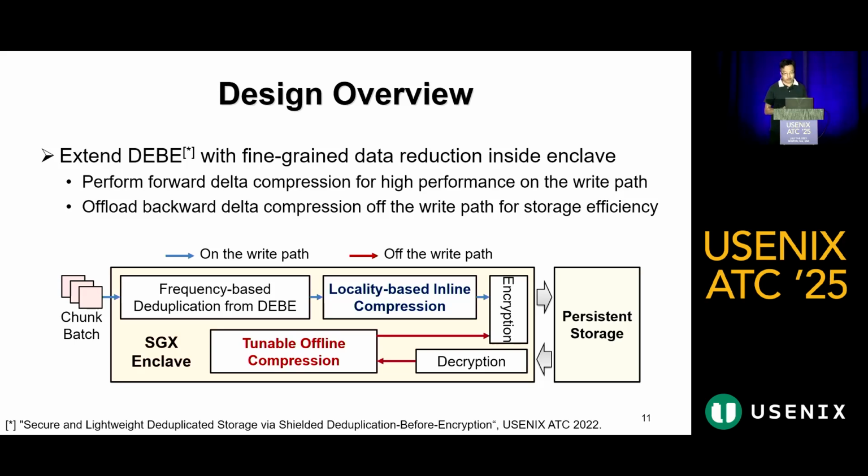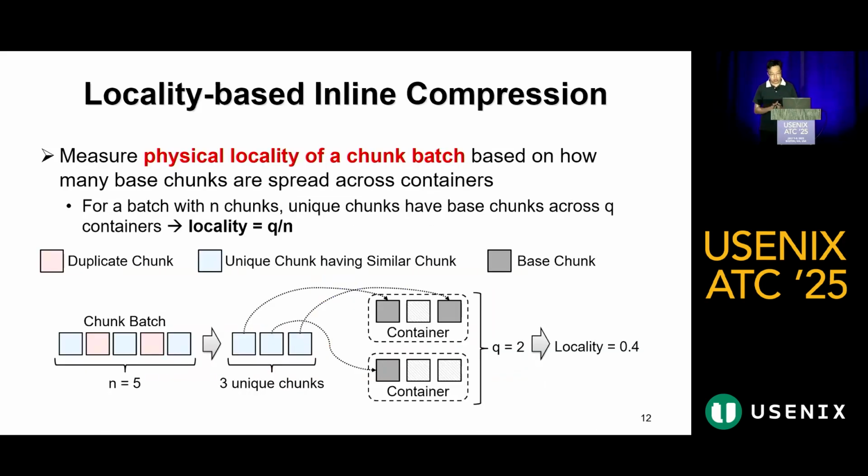First of all, how do we define locality here? It's based on the distribution of the base chunks. Consider a batch of chunks. We see how many base chunks there are and how they are spread across the containers. Given a batch of n chunks, we have the unique chunks after deduplication, and we look at how the base chunks are spread, and we count the number of containers, let's say Q. Locality is then calculated as Q over n. For example, let's say you have a batch of 5 chunks, and the corresponding base chunks are spread across 2 containers. In this case, Q is equal to 2 and locality is equal to 0.4.